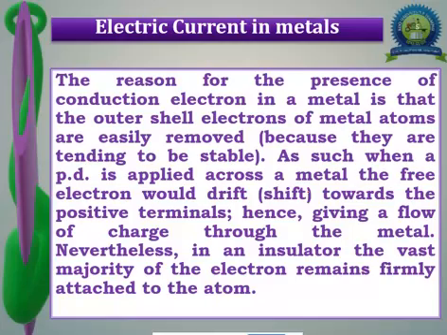And as such, when a PD, a potential difference, is applied across a metal, those electrons are free and can easily drift towards the positive terminal, hence giving a flow of charge through the metal. However, insulators usually have their outermost shells filled up, and so they don't have free electrons that can easily cause electric current to flow in them.